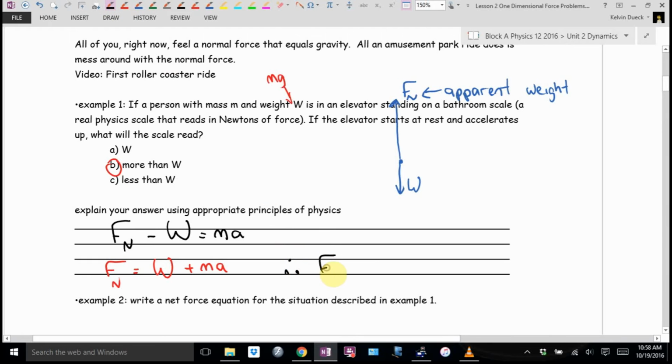Therefore, Fn is, oh, you know what? Why would I write is greater than W? I can even do that, bring out the full math. No English in that answer. And again, I would totally accept your.